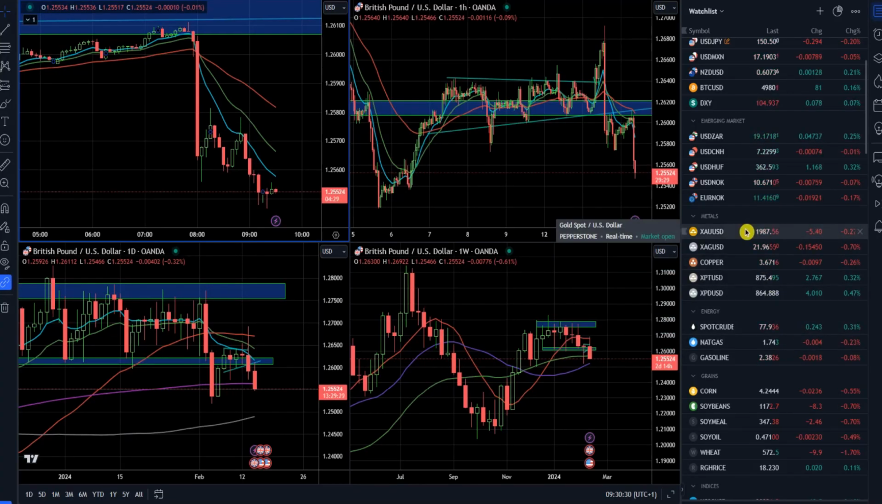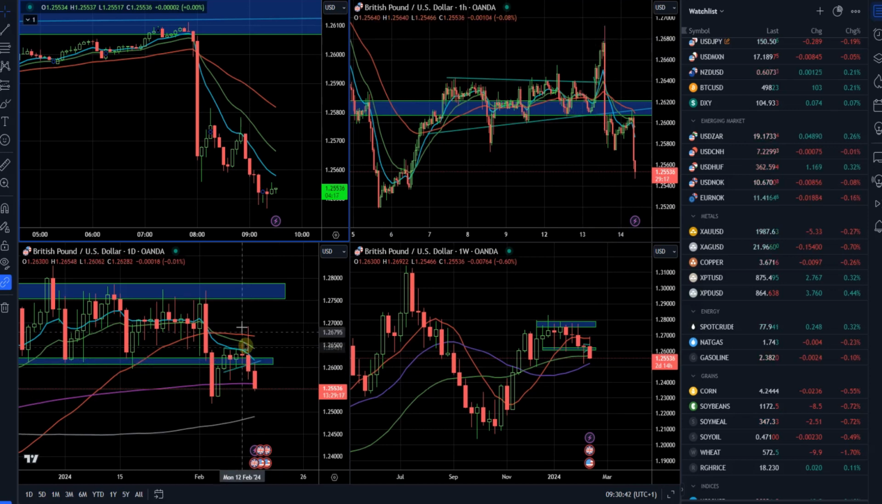We had very big activity yesterday after the CPI announcement in the US, and there was a big trap for the buyers basically, and a big rejection. We can see this also on the pound dollar, and I will just go for this one.